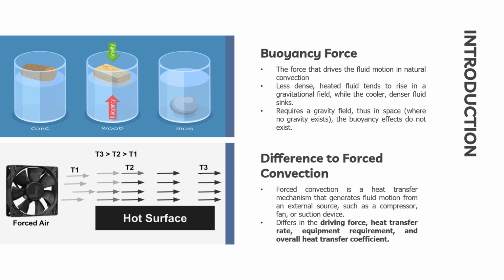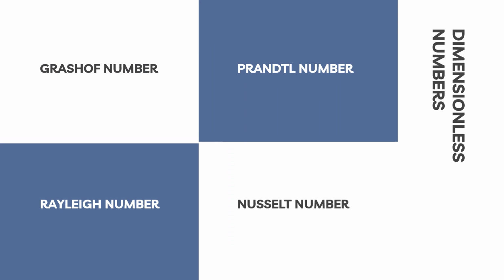The counterpart of natural convection is forced convection, which is a mechanism of heat transfer in which fluid motion is generated by an external source such as a pump, fan, or suction device. This externally induced fluid motion enhances the transfer of heat, allowing significant amounts of heat energy to be transported very efficiently. Forced convection differs from natural convection in the driving force, heat transfer rate, equipment requirement, and overall heat transfer coefficient. We will now go over the various dimensionless numbers that are necessary for solving problems involving natural convection, which include the Grashof number, Prandtl number, Rayleigh number, and Nusselt number.